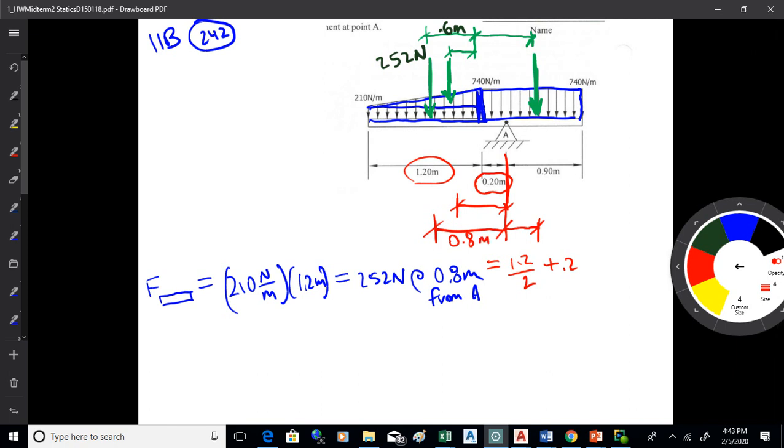So this distance right down here is 0.8 meters. And that just has that little extra thing in there where you've got these different shapes, but where all those shapes intersect is not where we want to take moments about. We want to take moments about 0.2 meters further to the right. So we've got to account for that.